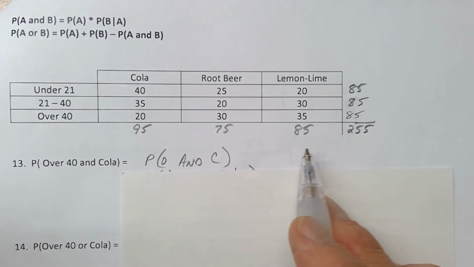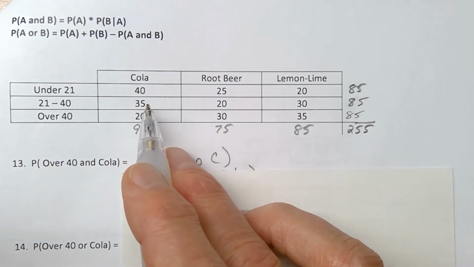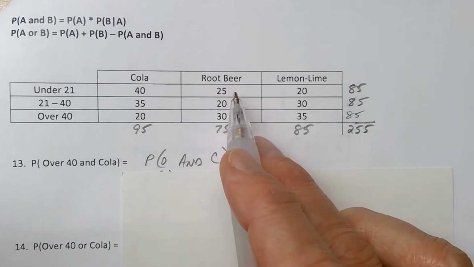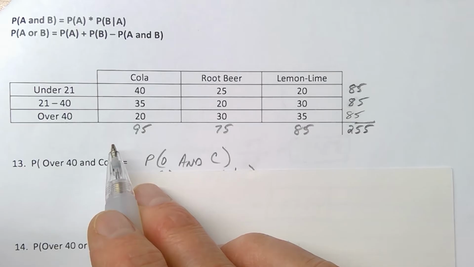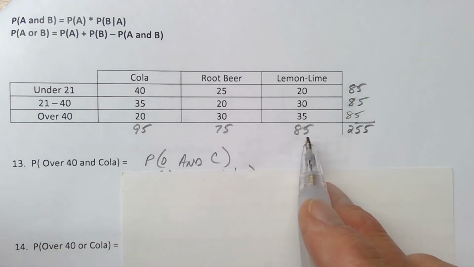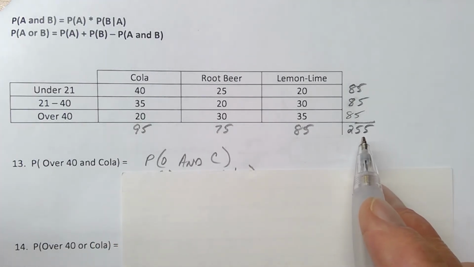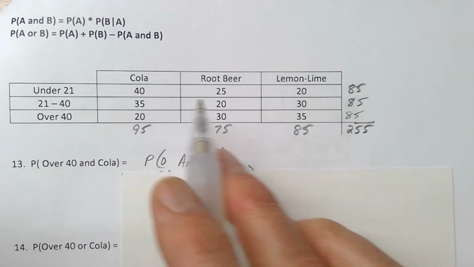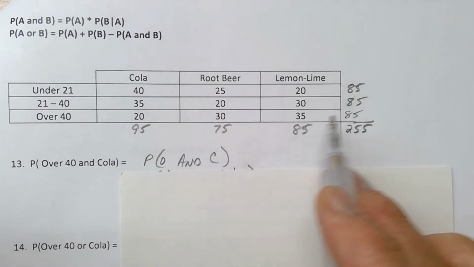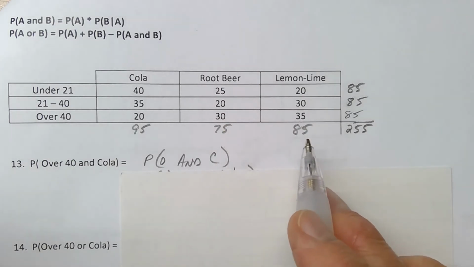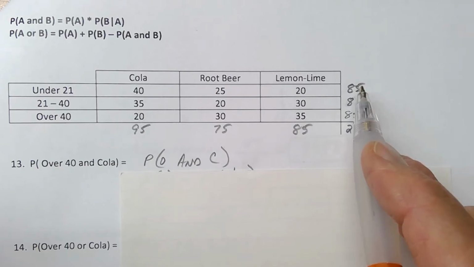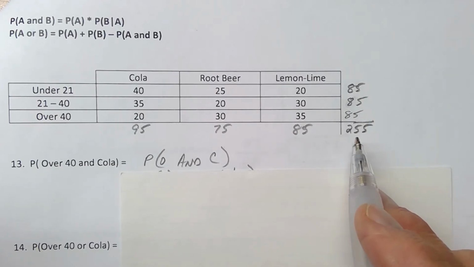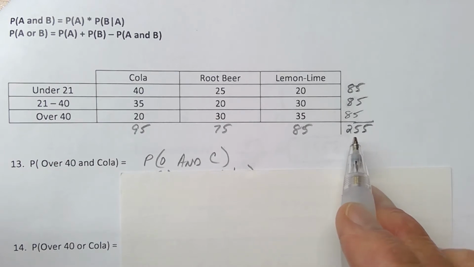Let's make sure our column totals add up to that as well. 40 and 35 and 20 adds up to 95. 25 and 20 and 30 adds up to 75. 20 and 30 and 35 adds up to 85. And we grab our calculator and add these three up, and yeah, they add up to 255 as well. So the first thing you do with the table is total your rows and total your columns, and then make sure your column total adds up to the grand total, as well as your row total adds up to the grand total. All right, so 255 total people were surveyed.